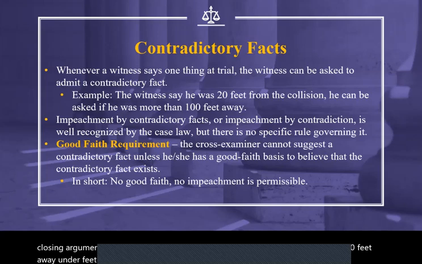When it comes to contradictory facts, you also have to be careful because we are not great as human beings at recalling or observing or characterizing certain things. One thing that we're really bad at is measurements. 20 feet away versus 100 feet away, I don't know what 100 feet away from me looks like, right? I know something's like 5 feet away from me, 10 feet away from me, I've got that. But the higher we go, the more, I don't know, it becomes.